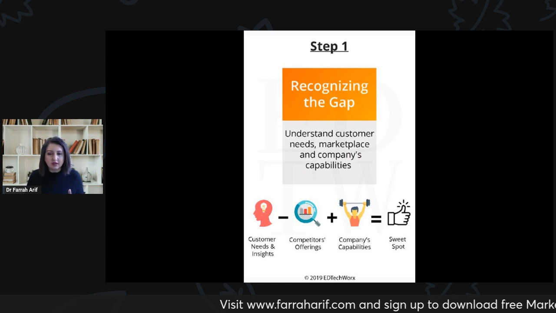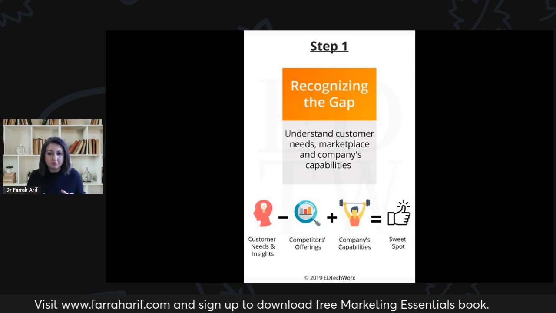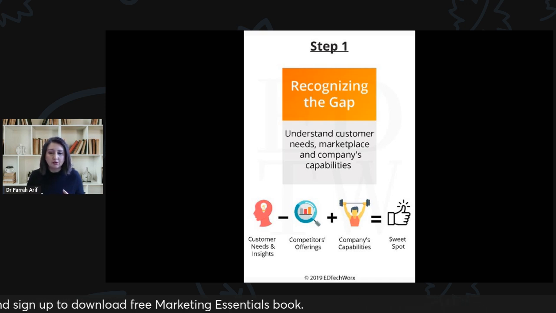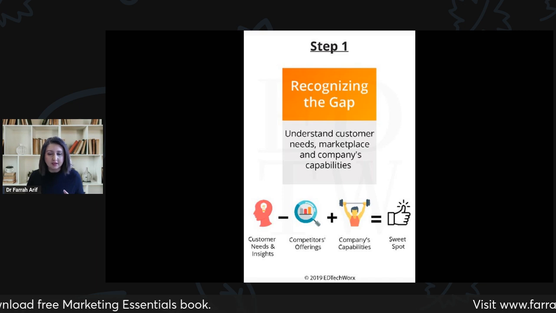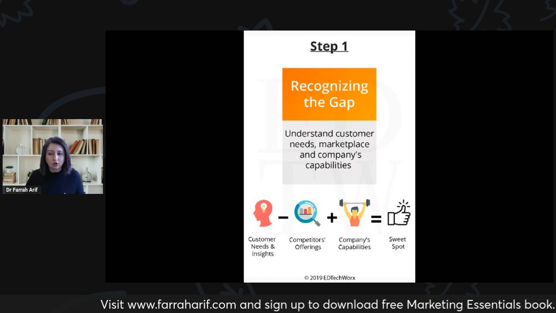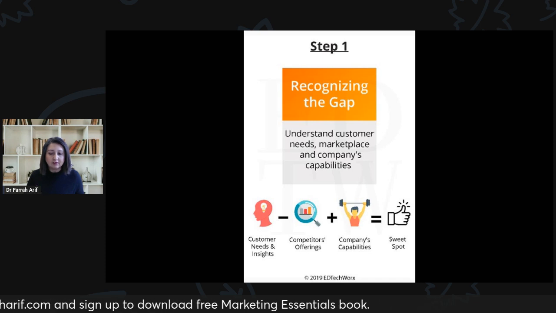So let's talk about step one. In step one, as I mentioned, the most important thing is identifying the sweet spot. And how do you do it? First, you try to understand the customer needs and insights as much as possible through market research and through observation surveys. Your retail outlet gives you that insight, your managers give you the insights.